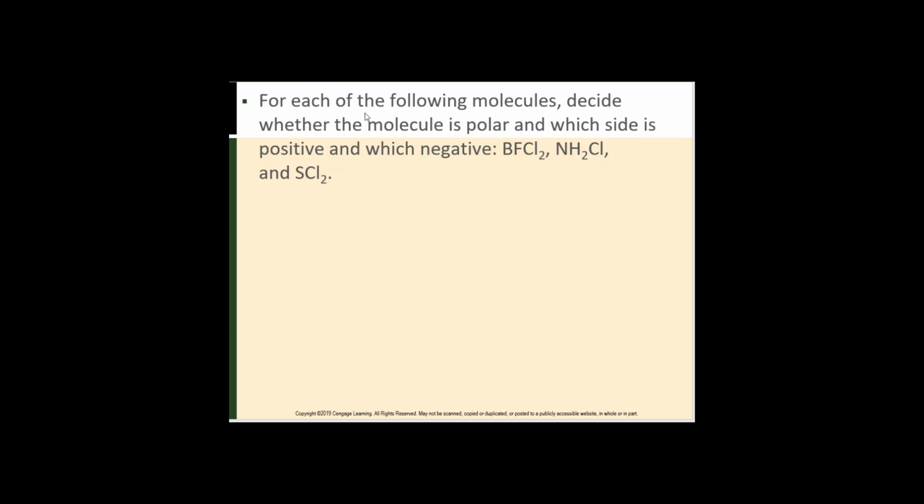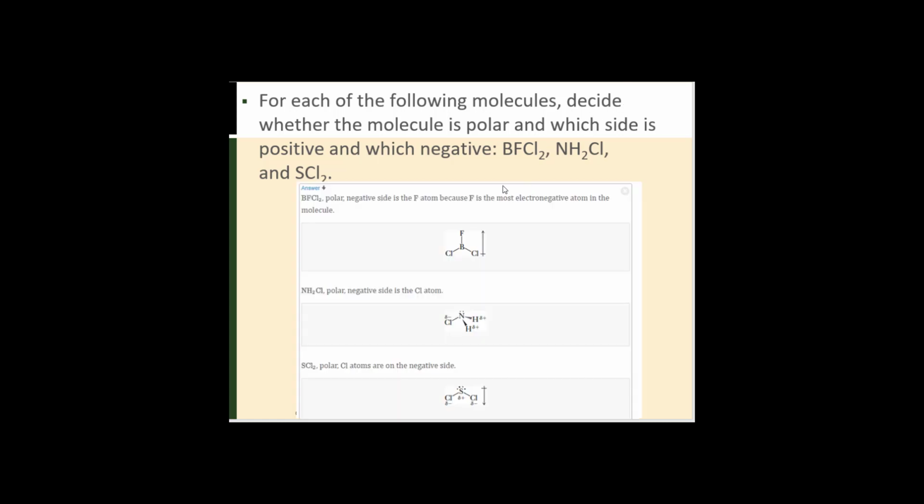Here's another one. For each of the 5 molecules, decide whether the molecule is polar and which side is positive and which is negative. How about for BFCl2, NH2Cl, and SCl2? So why don't you pause the video here, draw these out, look at the differences in the bonds and electronegativity, and see what you can come up with. Let's see how you did.